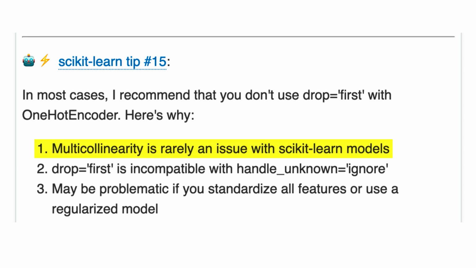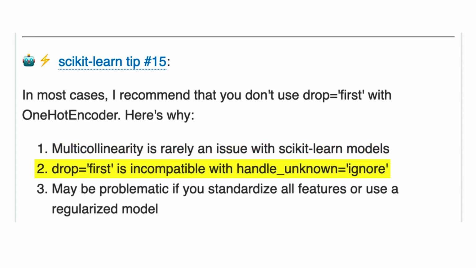Reason number one, multicollinearity is rarely an issue with scikit-learn models. Most of the time, you're not feeding the results into a neural network or an unregularized regression model. In other words, the multicollinearity caused by not dropping the first level doesn't matter in a meaningful way to most scikit-learn models, okay? So to me, why drop a level if it's not providing any performance benefit?